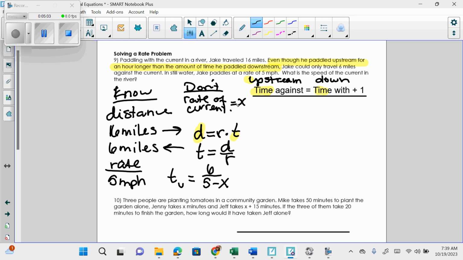Why am I taking x away? Because if we're traveling against the current, it will be slowing our pace down. So if we could travel 5 miles an hour in still water, we would travel slower against the current. So that current is taking away from our speed. I'm going to clean this up a little bit.